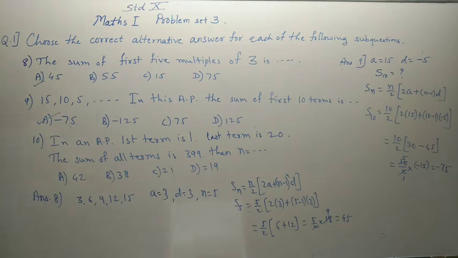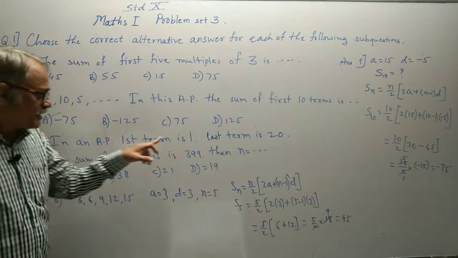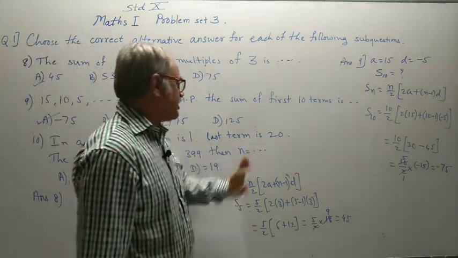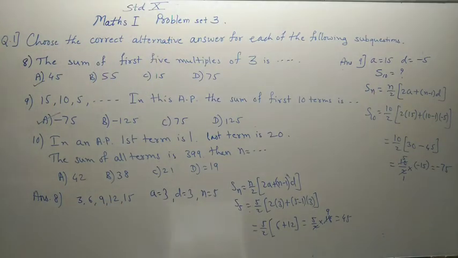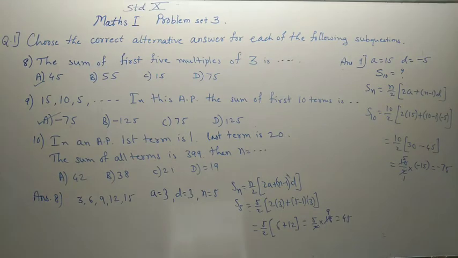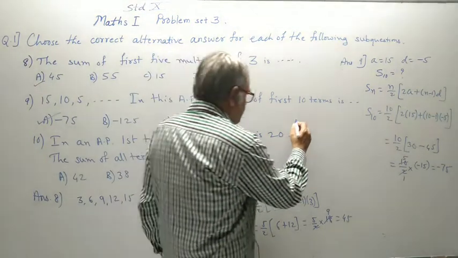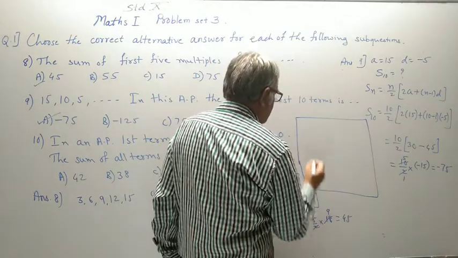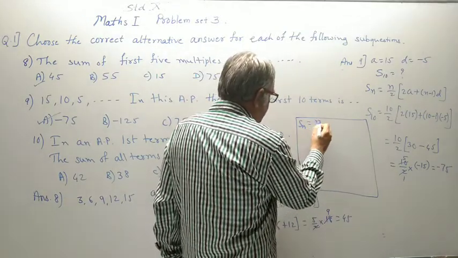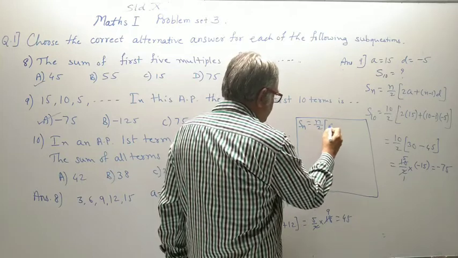And last, in an AP, first term is 1. Last term is 20. Last term means Tn. Sum of all terms is 399. So for the sum of terms Sn, there is one more formula that we have to use. I am using it here. In this part, you can pay attention. Sn is n by 2 bracket, we know, 2a plus n minus 1 into d.